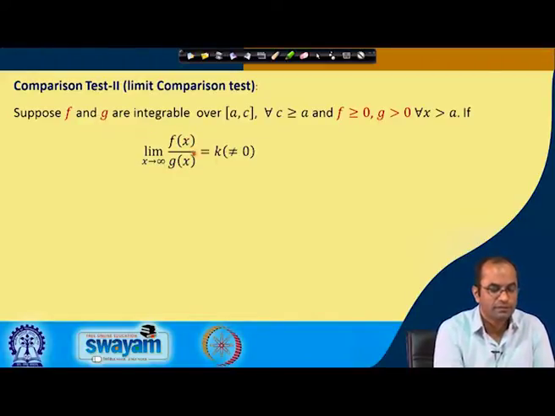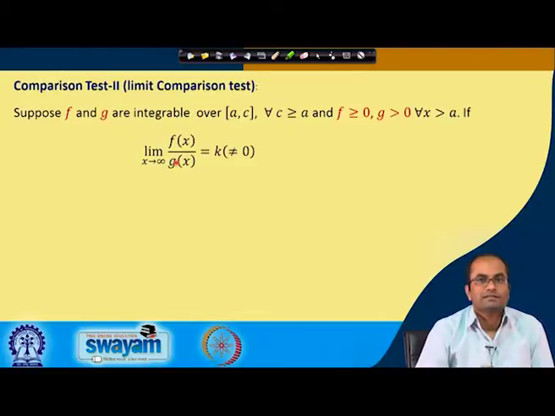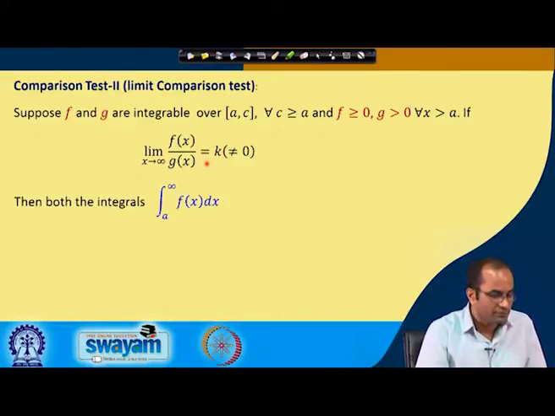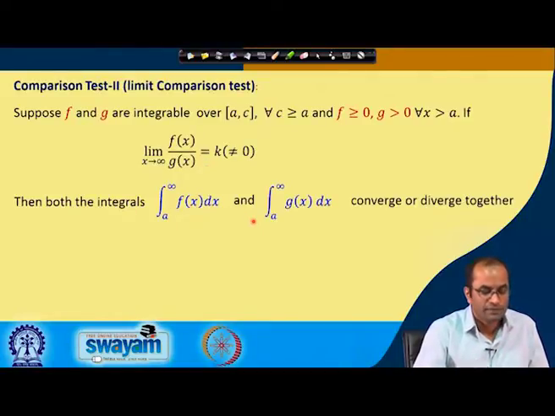We have two functions, and we are looking at the behavior of the ratio of the two functions as x approaches infinity. If it comes out to be just a k, a non-zero number, then we can conclude that the behavior of f and g is similar as x approaches infinity, because we are getting some constant there. So, regarding these integrals from a to infinity of f(x) dx, the type 1 integrals, they will converge or diverge together.